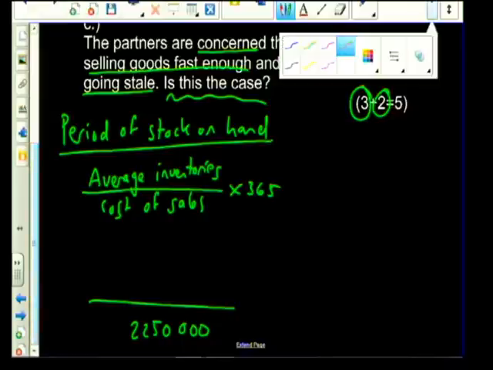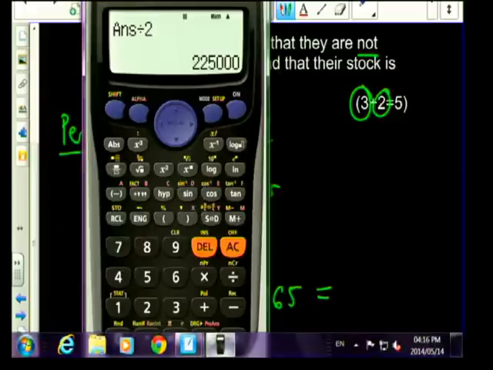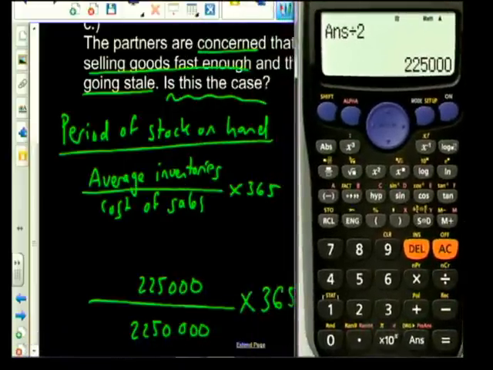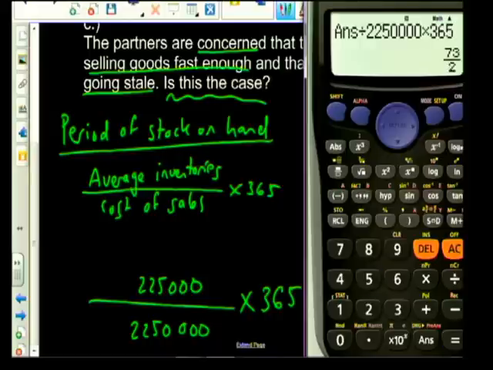At the top, I need 225,000 Rand. And I'm going to multiply this answer by 365 to get the number of days. So let's do that. I have 225,000 on the top. The number's already in my calculator. I'm going to divide it by 2250000. Please count the number of zeros correctly so that you don't make a mistake. And the answer I'm going to multiply by 365 to see what the answer is in days.